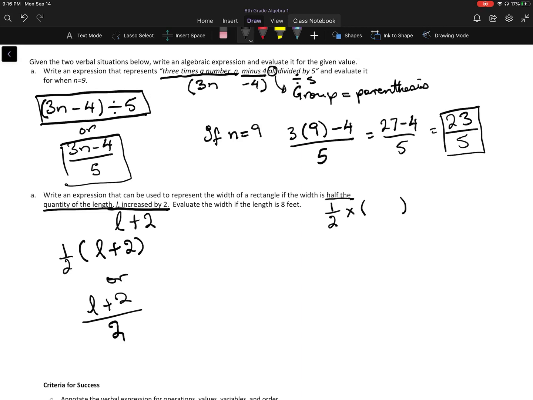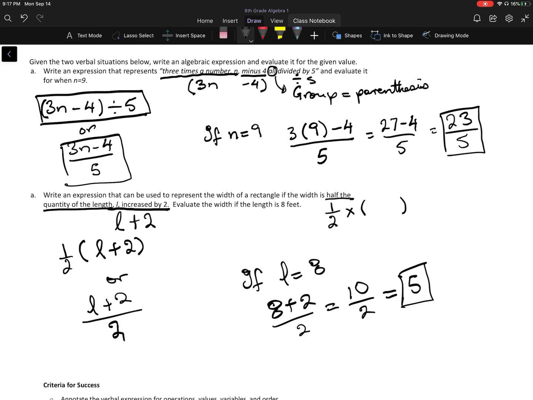So now we're going to evaluate it when the length is equal to 8. So if L equals 8, so we're going to have 8 plus 2 divided by 2. 8 plus 2 is 10 divided by 2. And 10 divided by 2 gives us 5. So our answer right here is 5. So if the length is 8, then our width is going to be equal to 5.